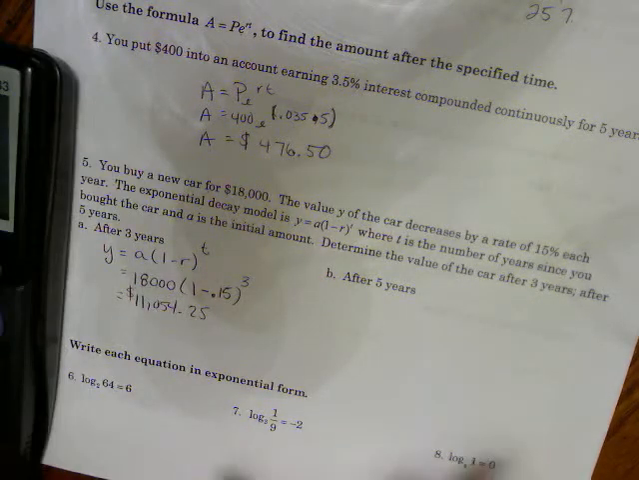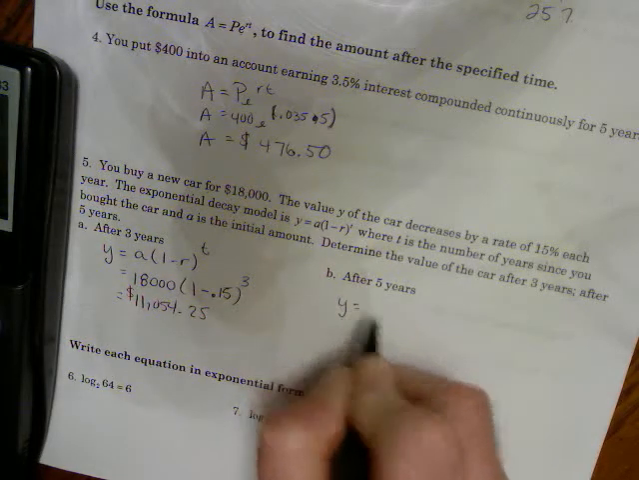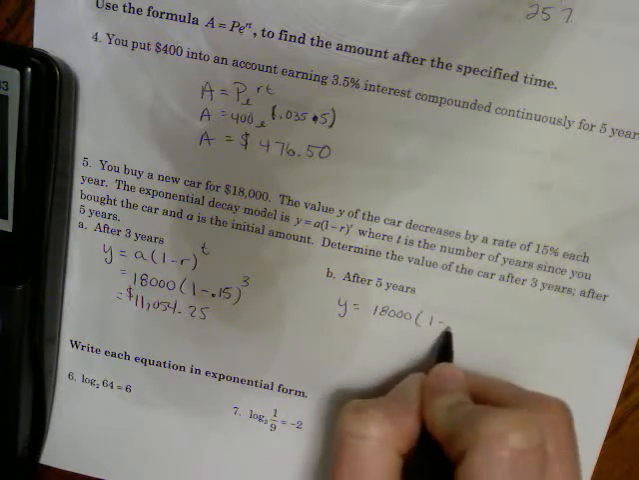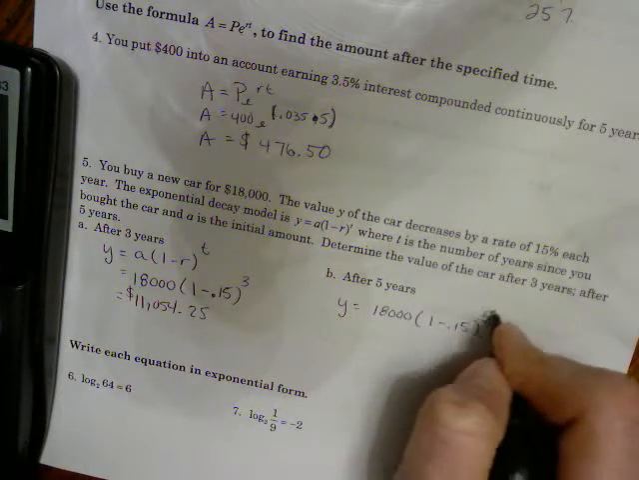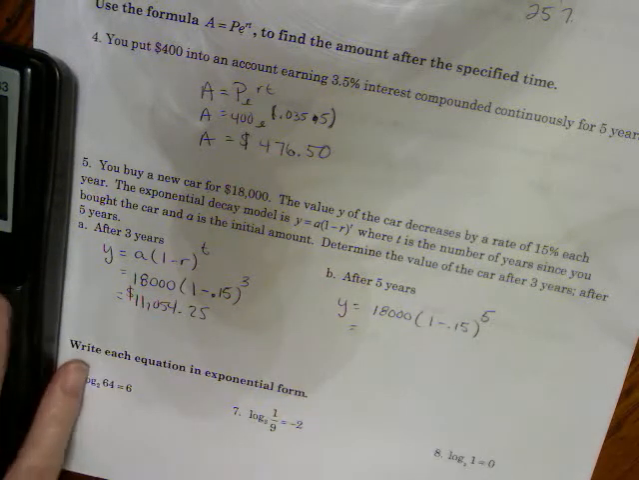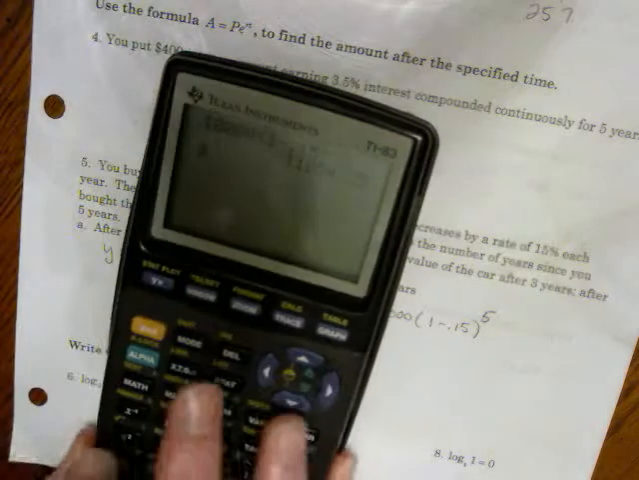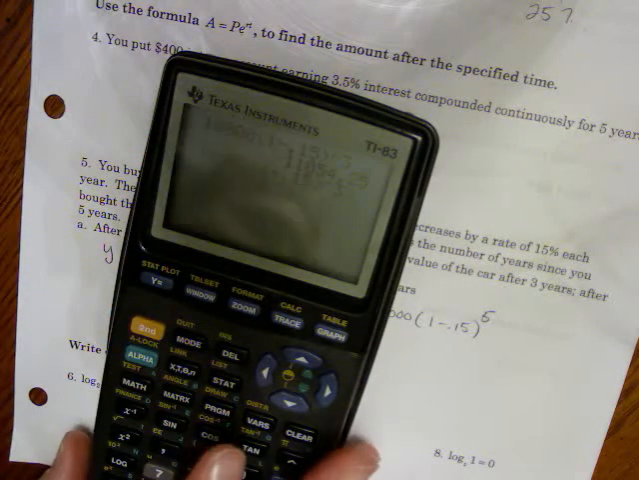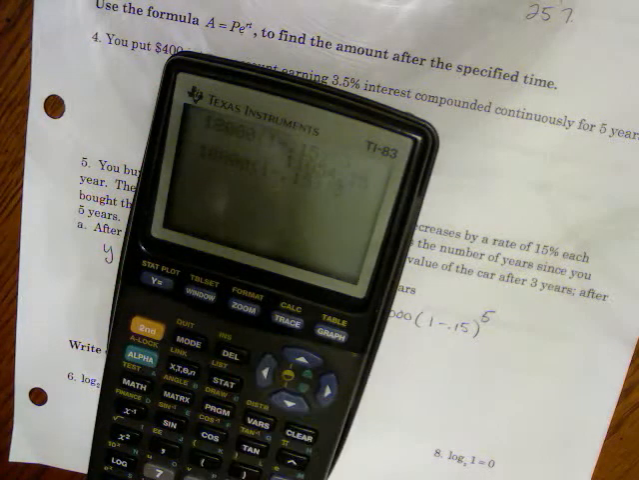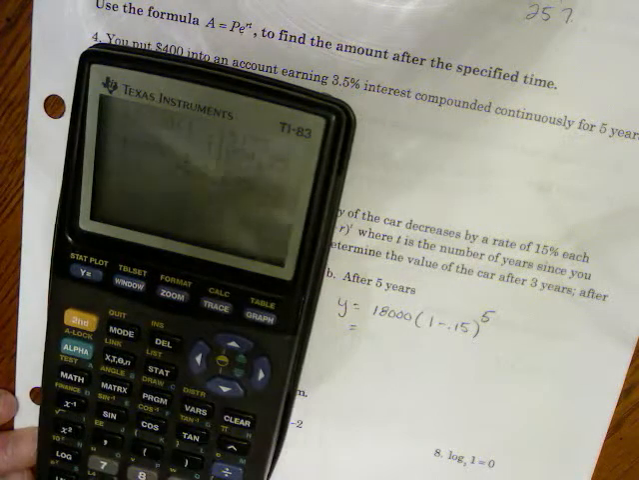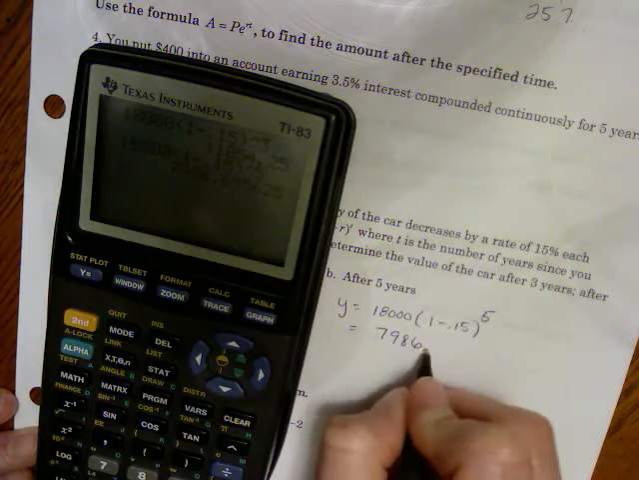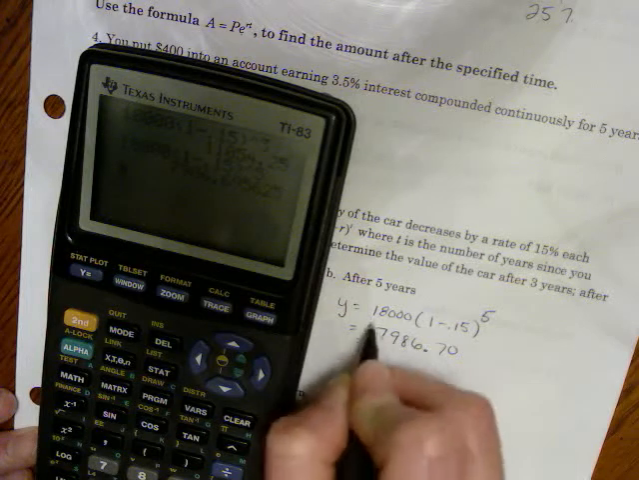So we can do the same thing for 5 years. Just substitute in $18,000 for the original amount, 1 minus 0.15 raised to the 5th power. And we can then put that into the calculator again and hit second entry, because the only thing we're changing is the 5 years, so we can go back over the 3, change that to a 5, and we can get what it's worth after 5 years. $7,986 and approximately 70 cents.